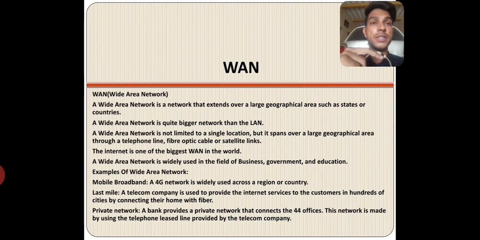And third and last one of the types of computer network is WAN, wide area network. WAN stands for wide area network. What is a wide area network? So a wide area network is a network that extends over a large geographical area such as states or countries. A wide area network is a quite bigger network than the LAN. A wide area network is not limited to a single location, but it spans over a large geographical area through a telephone line, fiber optic cable, or satellite links.